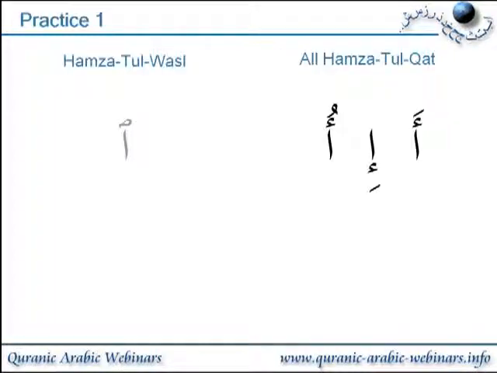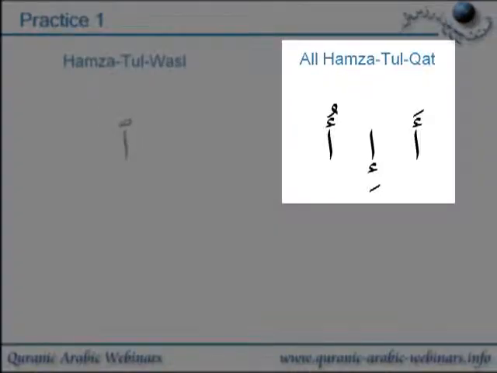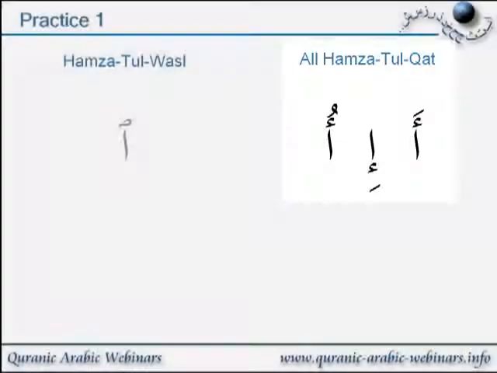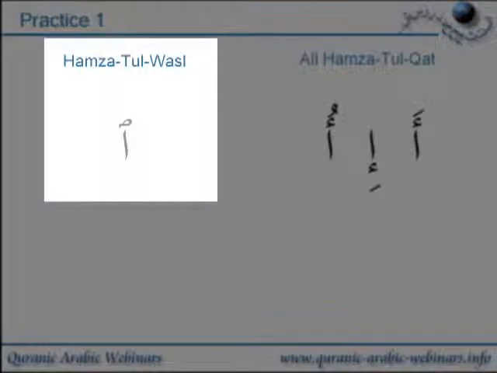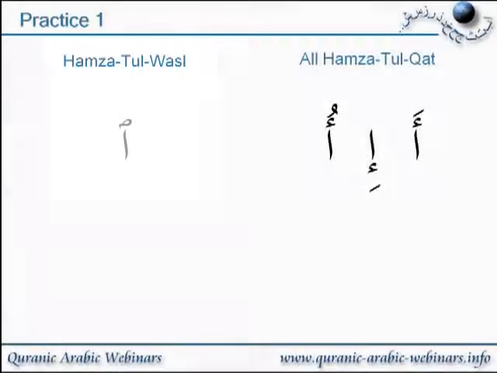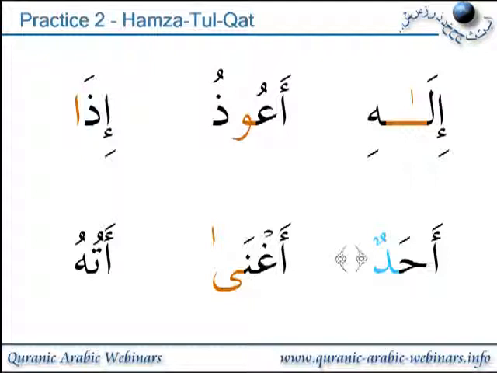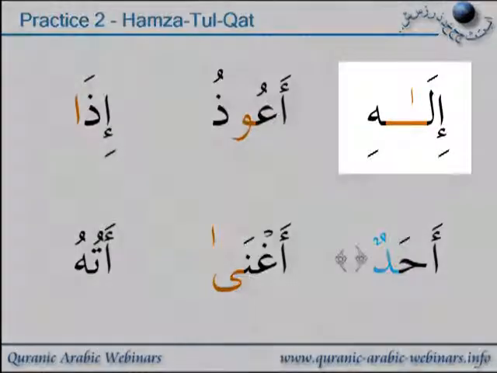Practice 1. So we have Hamza-Tul-Qat, i.e. just a quick reminder, that's when Hamza itself has its own sound. A, I, U. Then we have Hamza-Tul Wasl, and remember that doesn't actually have its own sound, except for when it will be pronounced as if it's got a fatha, and we'll cover that in the practices. So practice 2, we'll do a few examples of Hamza-Tul-Qat.